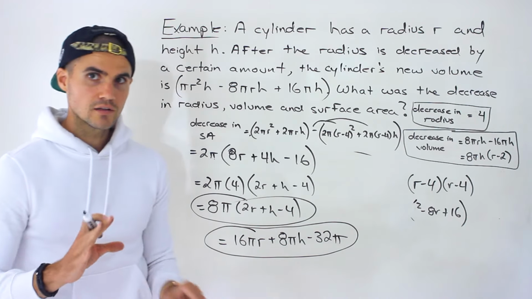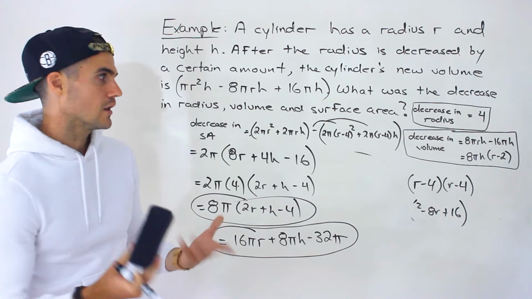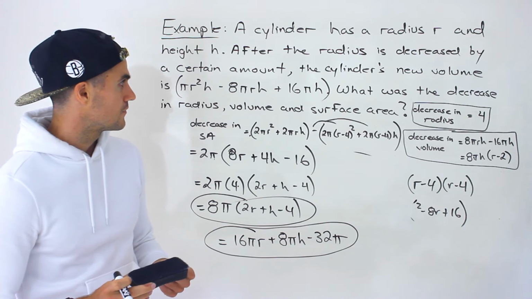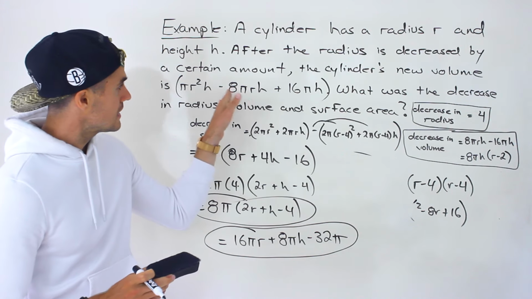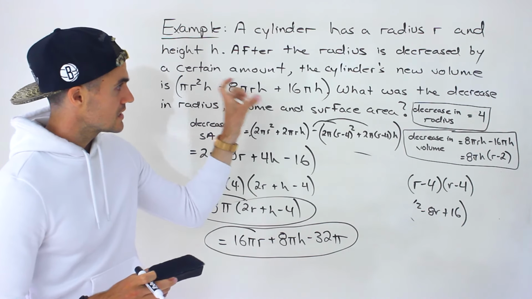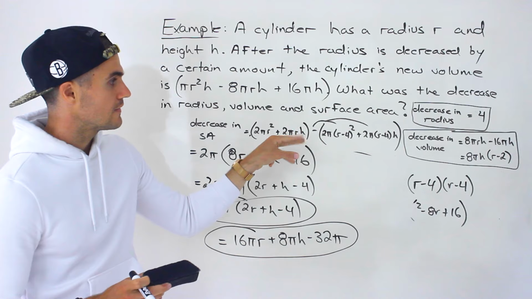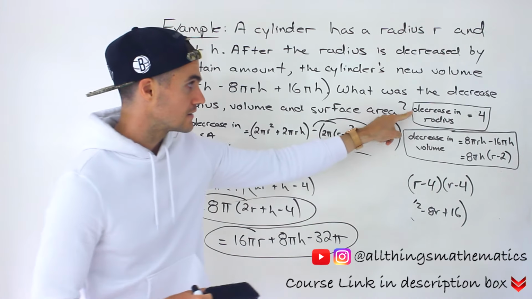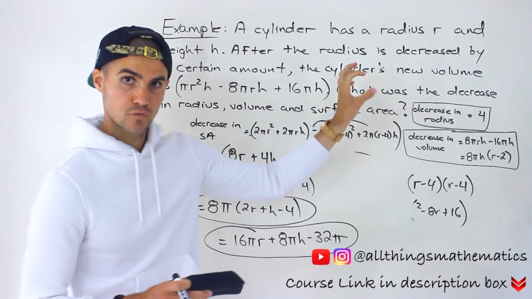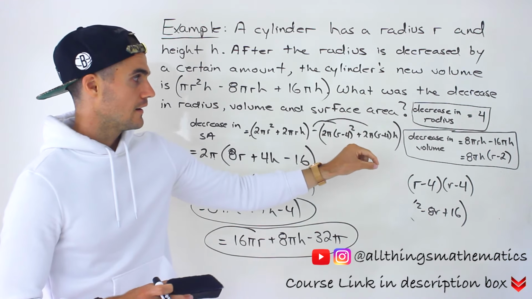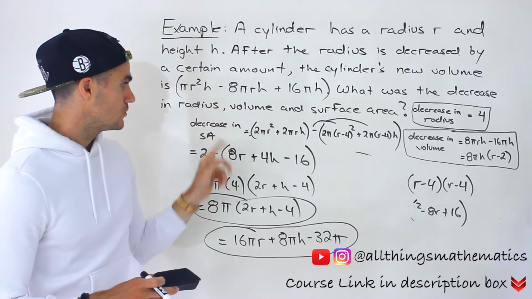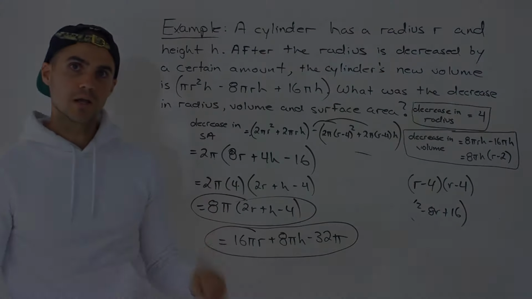Okay, so a fairly tricky question. Lots of algebra, at least. The most important part was taking the new volume, factoring it, noticing that you got that (r minus 4) squared there, and then realizing that the decrease in radius was 4. And then from there, you could find the decrease in volume and surface area by just doing algebra.